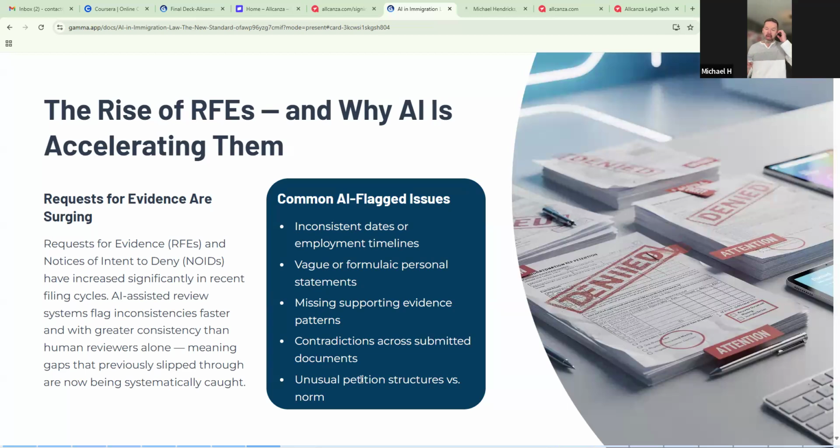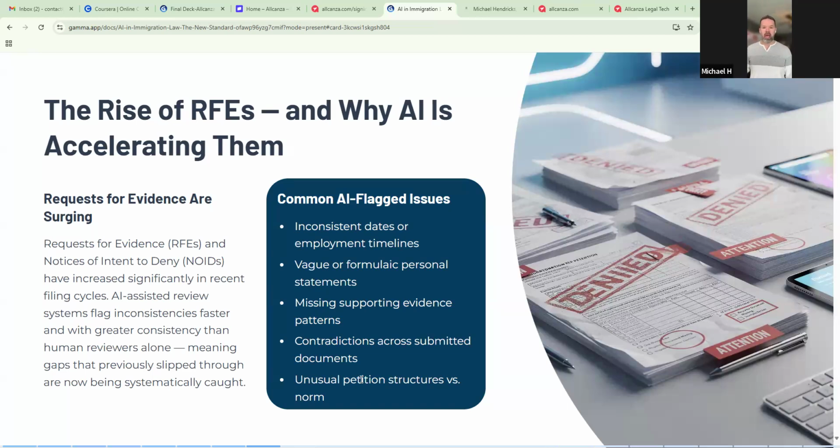By the way, a 40-page EB1A brief usually is full of fluff. A lot of attorneys used to believe that more is better. More is not better. Being correct, being specific, being to the point, giving the data necessary, that's better, not more. A lot of people will just say the same thing multiple times in different ways in different areas, and the AI is just going to automatically pull those out and say, that's unnecessary data. We already have those points. So missing supporting evidence patterns, contradictions across submitted documents, and unusual petition structures versus the norm.